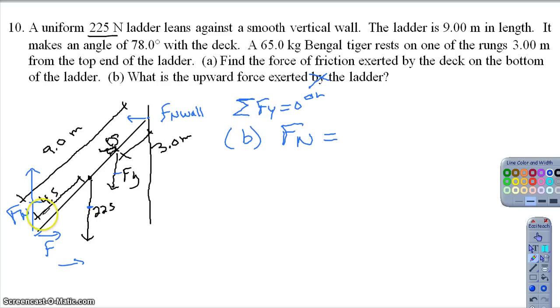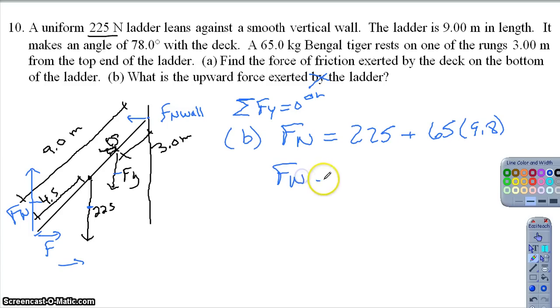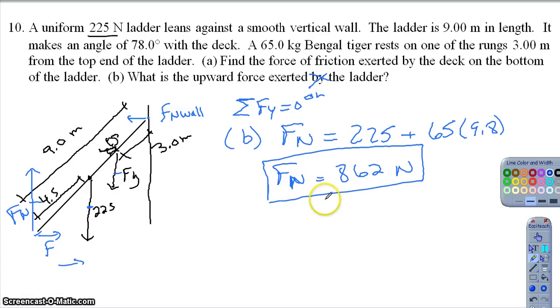So the normal force pushing up has to equal the force of gravity of both the ladder and the tiger pulling down. Okay, so we've got our force of gravity of the ladder, which is 225 newtons, plus the force of gravity of the tiger, which again would be 65 times 9.8. So to find the normal force in this case is pretty easy. The normal force at the base of the ladder, calculating that, is about 862 newtons. So finding the normal force, not too bad.